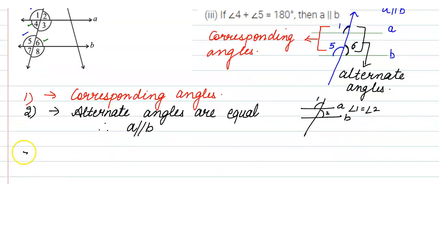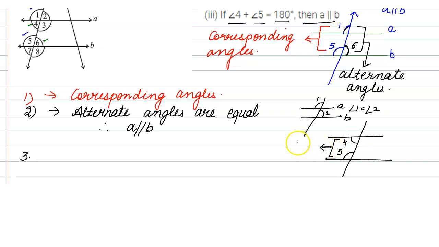Now moving towards the third statement, it is: if angle 4 plus angle 5 is equal to 180 degrees, then A is parallel to B. Angle 4 is this and angle 5 is this. Whenever we have two parallel lines intersected by a transversal, this is angle 4 and this is angle 5. So these are co-interior angles. The sum of co-interior angles of parallel lines is always 180 degrees. If the sum of co-interior angles is 180 degrees, therefore the lines are parallel. A will be parallel to B.